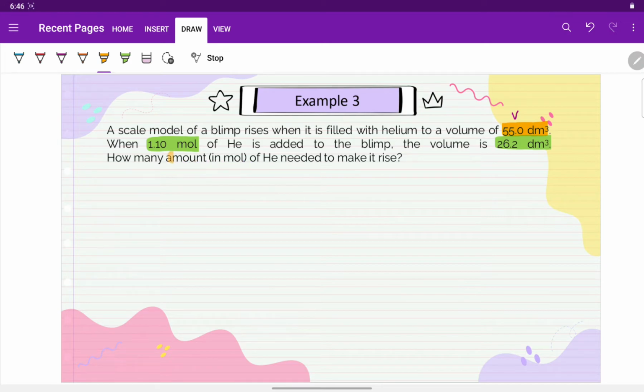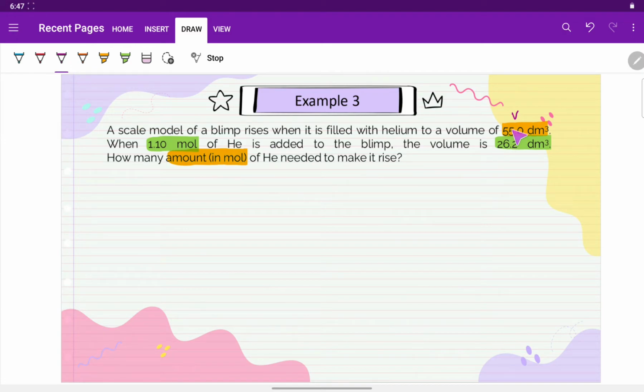So kita kena cari amount. Okay, ingat kalau amount maksudnya kita akan refer kepada kita punya number of mole. Okay, so saya color coded dekat sini. Okay, yang kita nak cari tadi, daripada statement yang pertama, 55 decimeter cube ni adalah volume yang diperlukan untuk blimp ni, punya belon udara panas. Okay, macam belon udara panas, awak boleh google macam mana bentuk blimp. Untuk dia rises, it needs 55.0 decimeter cube. So, jadi soalan tanya, berapa number of mole helium yang diperlukan untuk dia naik.